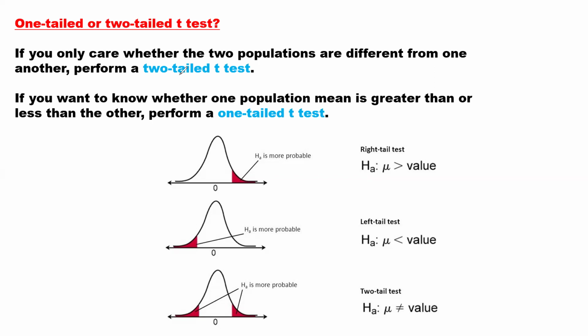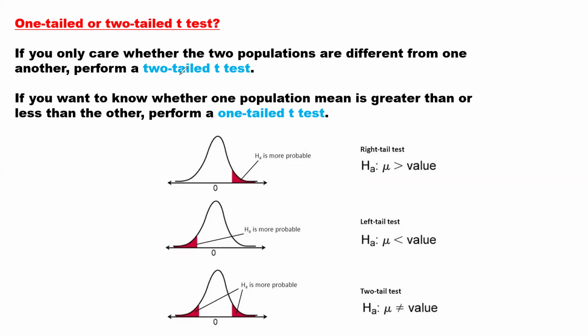Another example: assuming you collect data from the biochemistry department in ABU here, and you also collect data from geography. So you see, it's two different populations, so you apply a two tail test.